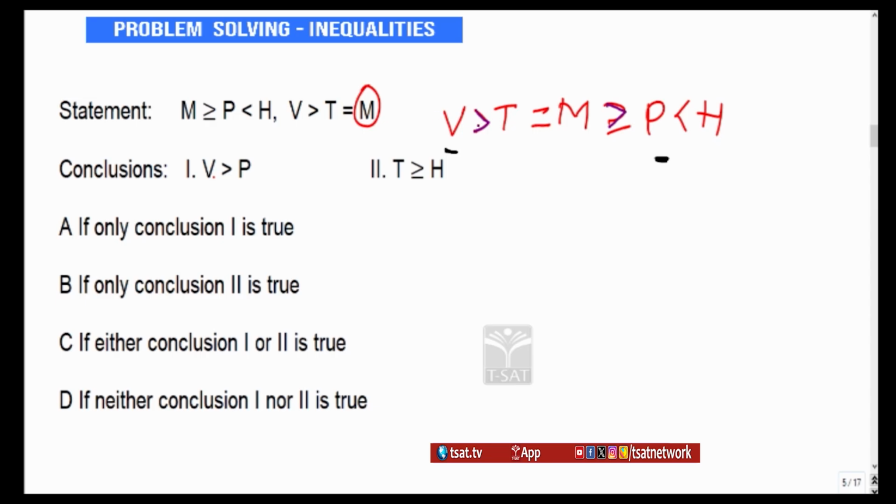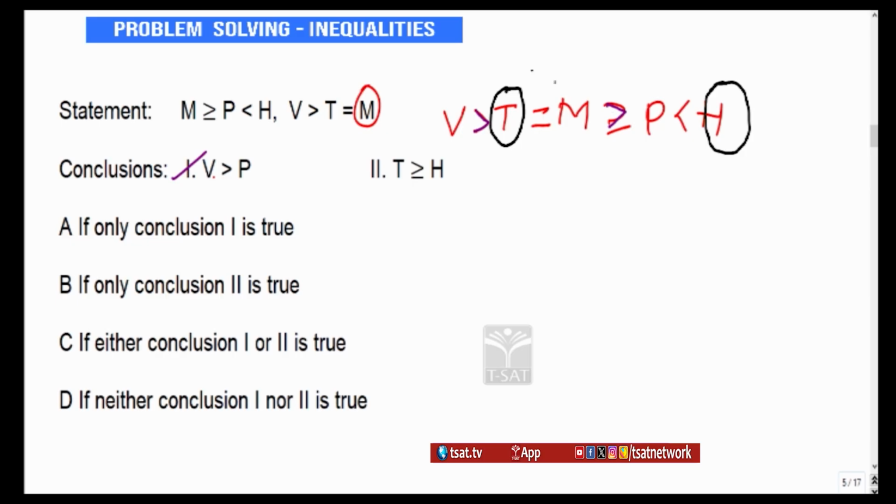So when two greater symbols are showing towards V, then obviously that particular conclusion becomes correct. Now see the second conclusion. In the second conclusion, T and H, he is asking whether T is greater than or equal to H. So let's check where this particular T is. So T is followed by H.